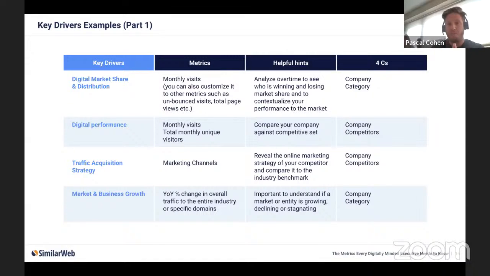Now, we also mapped in the table the helpful hints, which basically explain which C we think this key driver is part of. Of course, it falls into the company category, C, which makes sense because on a company level you want to understand your share of voice, and at a category level you want to understand what is going on in the industry. Now, a very important key driver for BI analytics folks out there.